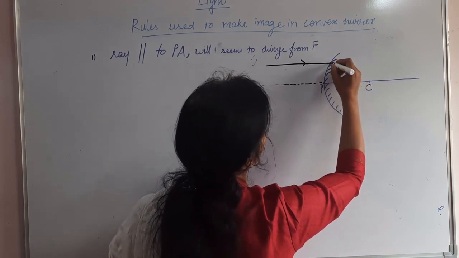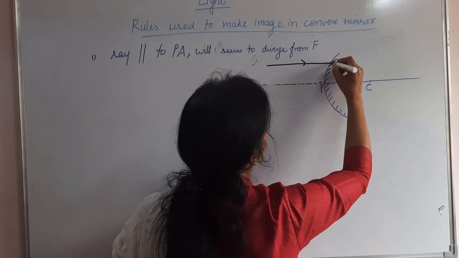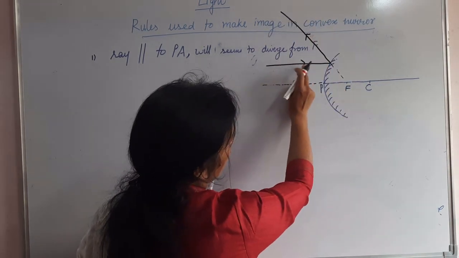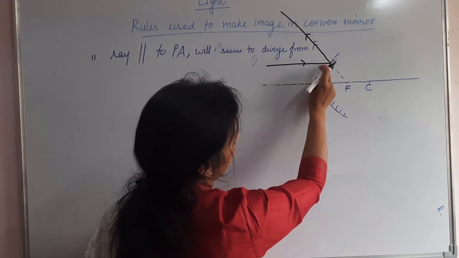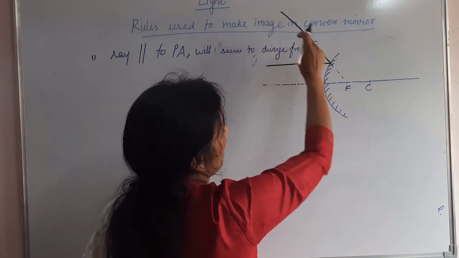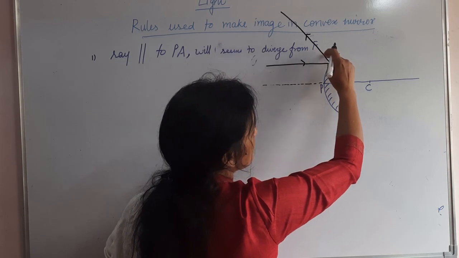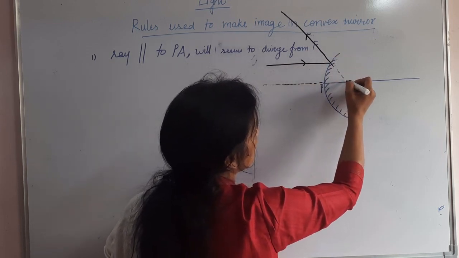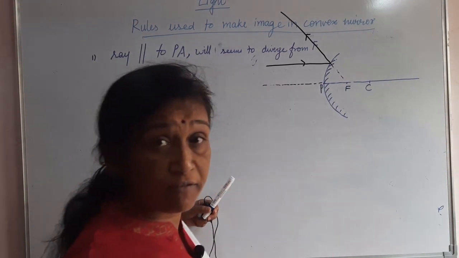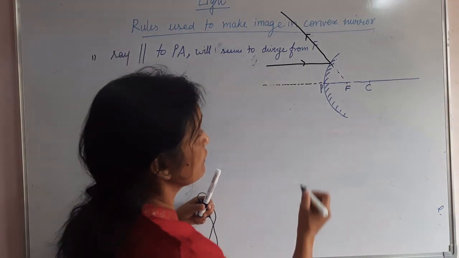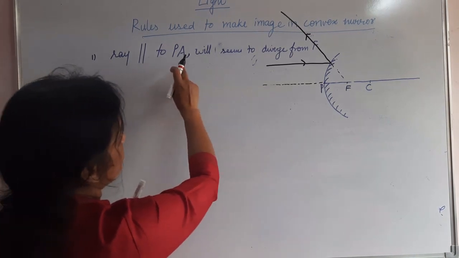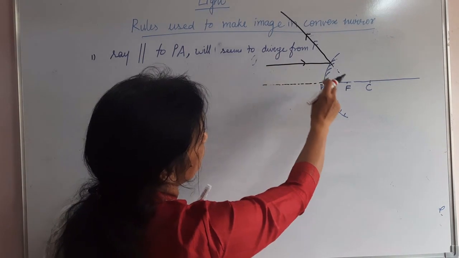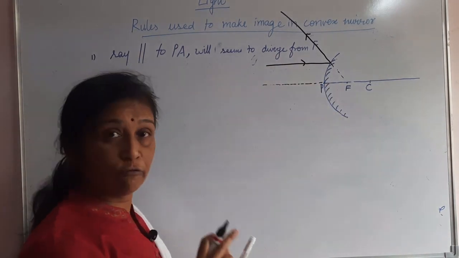It will pass through the focus. This one. So it will diverge like this. The ray which is parallel to the principal axis will diverge after reflection. If you extend this reflected ray in the backward direction, you will see that it's emerging from some point F. So a ray parallel to the principal axis, after reflection, will seem to diverge from point F. This is the first rule.